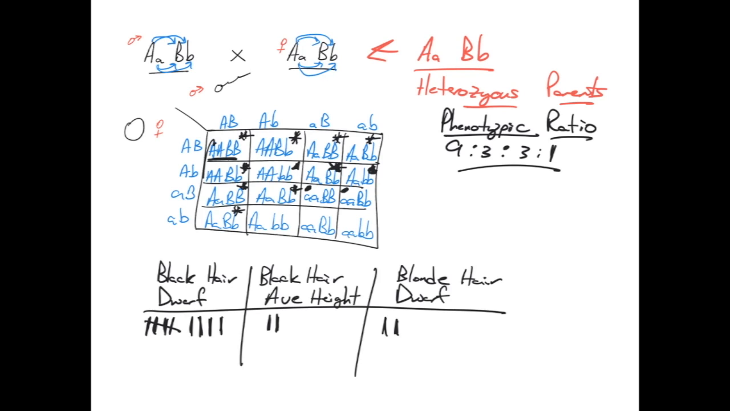Black hair and average height, right? Black hair and average height. That's this thing here. So that's three. What's the next one? Blonde hair and dwarf, right? There's three of those. And what's the last one here? Blonde hair and average height. So what is the ratio?